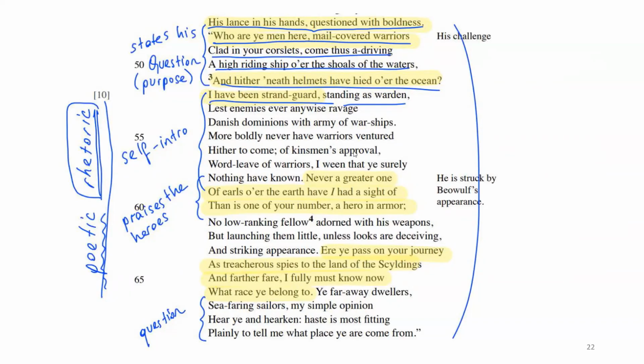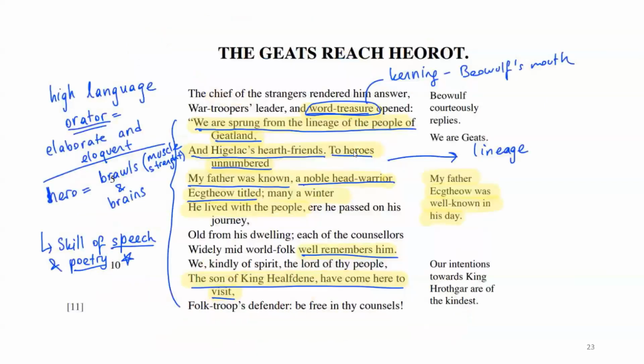All the while, he uses an elevated language, as he should do when talking to superiors. He talks quite formally. Upon hearing the question, Beowulf opens his word treasure, which is a kenning for Beowulf's mouth, and answers the coast guard's questions in an elevated, elaborate, and eloquent style, which indicates that Beowulf is not a commoner, but a highborn.